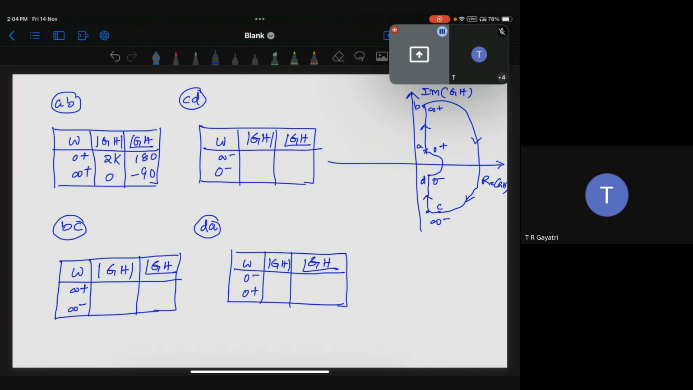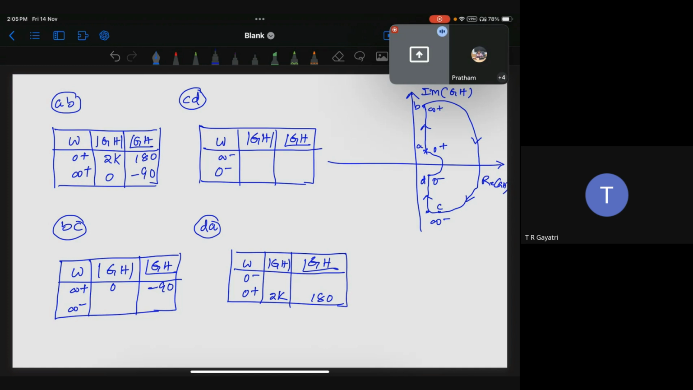Those values will carry forward here also, the same values. So 0 minus 90, and this one is 2k 180, correct? So you just need to calculate the other two values at 0 minus and infinity minus. I'm giving the values.